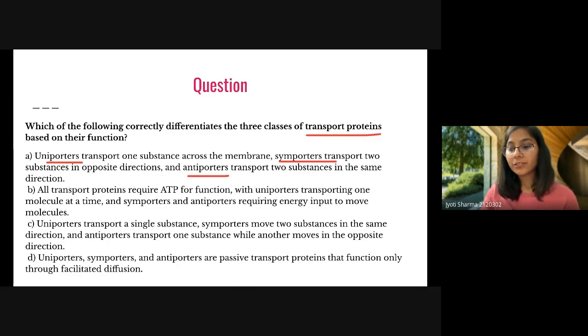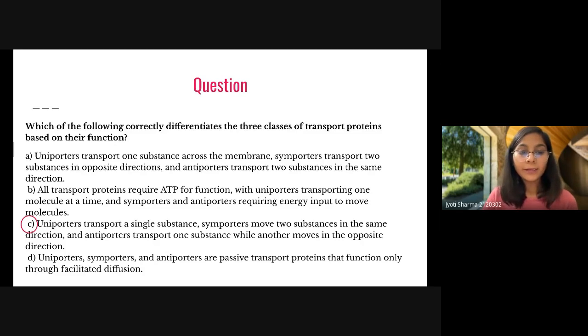So how can we differentiate between these three classes of transport protein? The answer is C. If we have the uniporter, then we can transport one substance. If we have the symporter, we can move two substances in the same direction. And if we have the antiporter, then we can transport one substance, but the other will move in the opposite direction. Let me show you how.